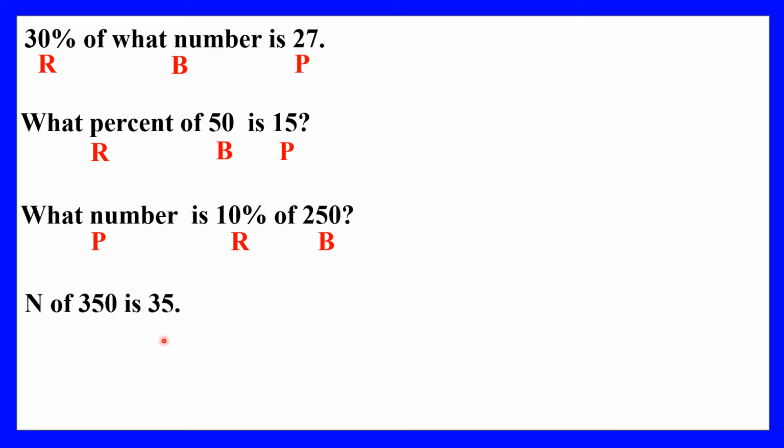Another one. N of 350 is 35. Again, ito yung "of". So, ibig sabihin, dahil ito yung "of", ito yung rate times the base equals percentage. Is equal, di ba? So, again, this is rate, base, percentage. Okay. Next, 11% of 60 is N. So, ito yung may percent sign, ito yung rate, ito yung base, and ito yung percentage.